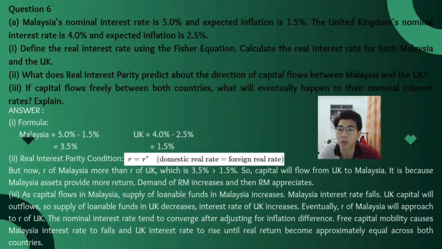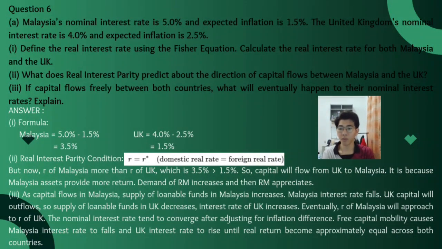Question 6. A. Malaysian nominal interest rate is 5% and expected inflation is 1.5%. The United Kingdom nominal interest rate is 4% and expected inflation is 2.5%. 1. Define the real interest rate using the Fisher equation. Calculate the real interest rate for both Malaysia and the UK. 2. What does real interest parity predict about the direction of capital flow between Malaysia and the UK? 3. If capital flows freely between both countries, what will eventually happen to their nominal interest rate?